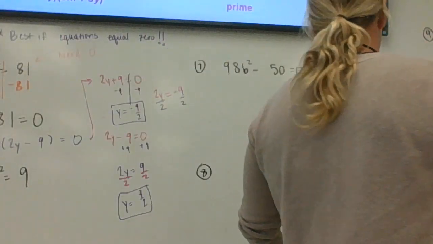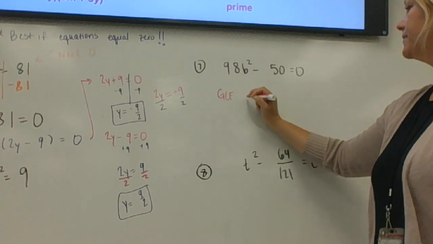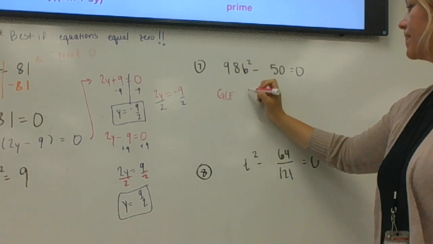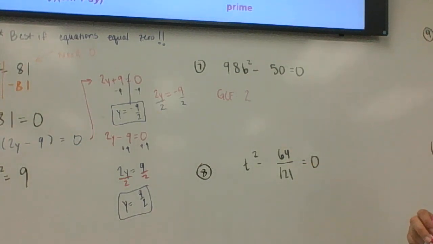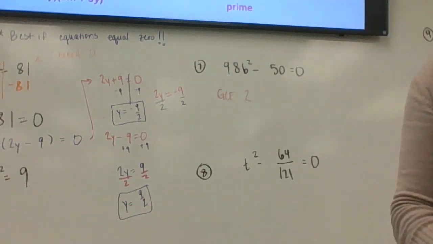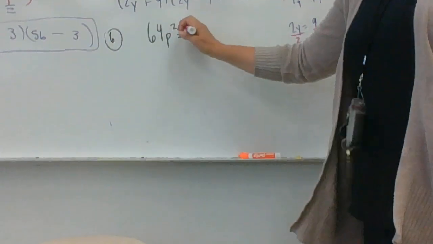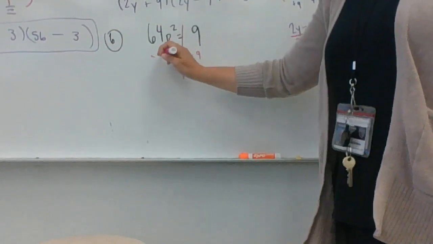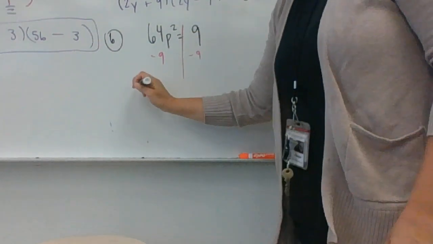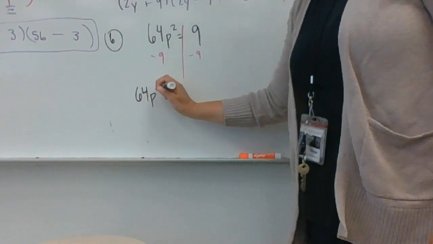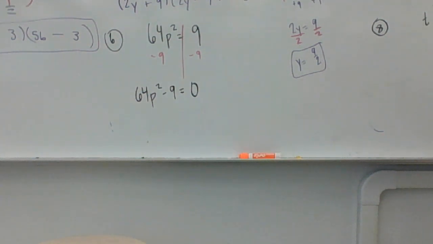Square root. So hopefully you guys were able to recognize the greatest common factor of 2. Six. 50 doesn't divide by 6. No, six. Numbers. Okay, so put my line in. Subtract 9 from both sides. 64p squared minus 9 equals 0. Those are great numbers.